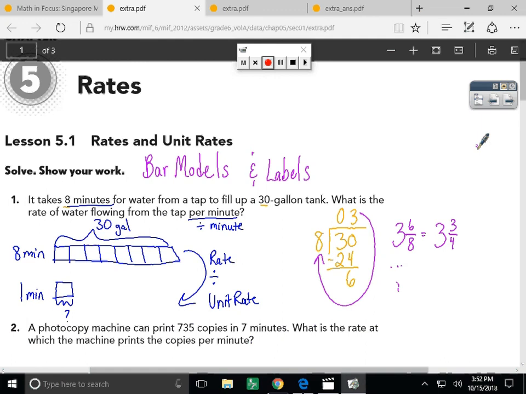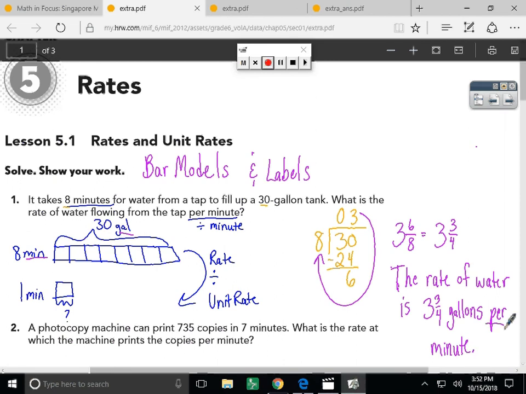Oops, I'm trying to write this out for us, and my pen doesn't really want to write for us right now. Let's try that again. The rate of water is 3 3/4. What were we measuring in? Oh, we have 2 units. We have gallons and minutes. And if it says per minute, we know that that's going to be the second part of our label. So the first thing I need to say is gallons, 3 3/4 gallons per minute. Not only that, in my label, if I'm using this word per, I'm also showing you that I found the unit rate.